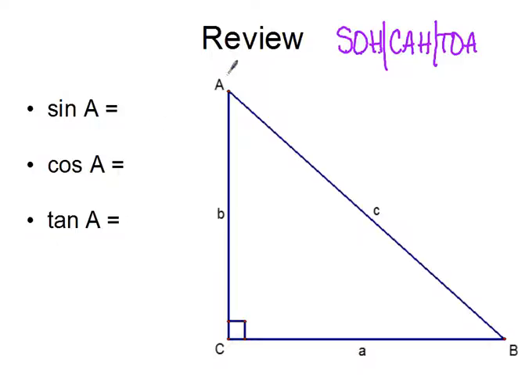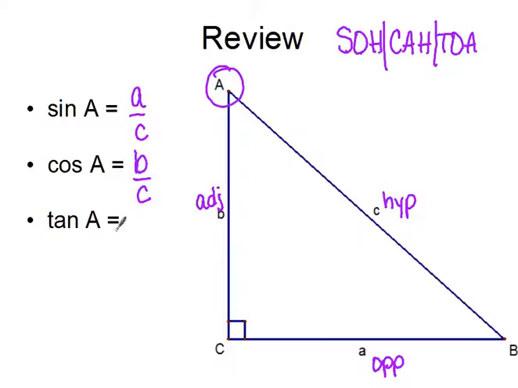Okay? So if I say sine of A, we're just going to look at angle A. Sine of A is opposite over hypotenuse. So A is the opposite. C is the hypotenuse. So this would be A over C. Cosine of A is adjacent over hypotenuse. So that would be B over C. And then tangent A is opposite over adjacent. So that's A over B. Hopefully you remember this because you need to remember how to set these up and solve for them.